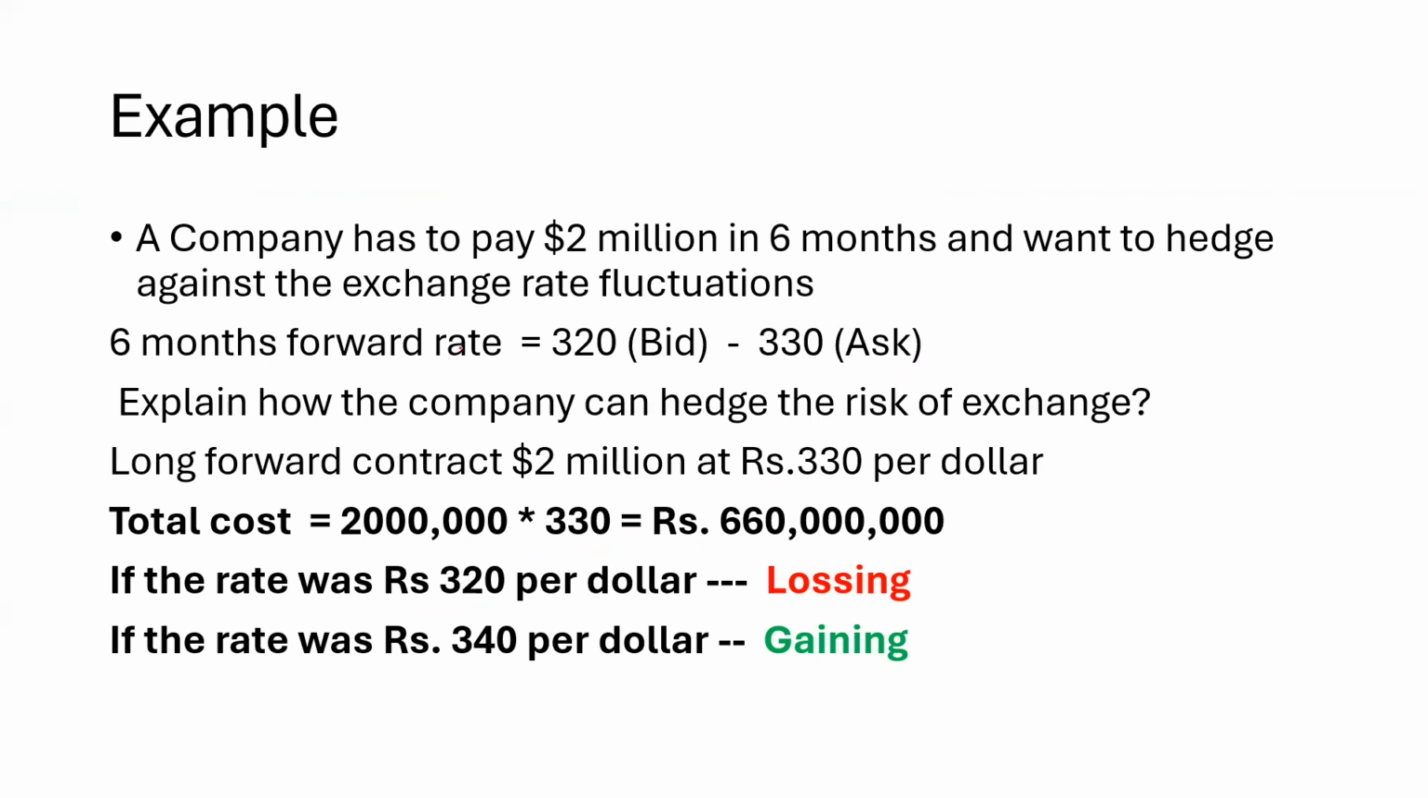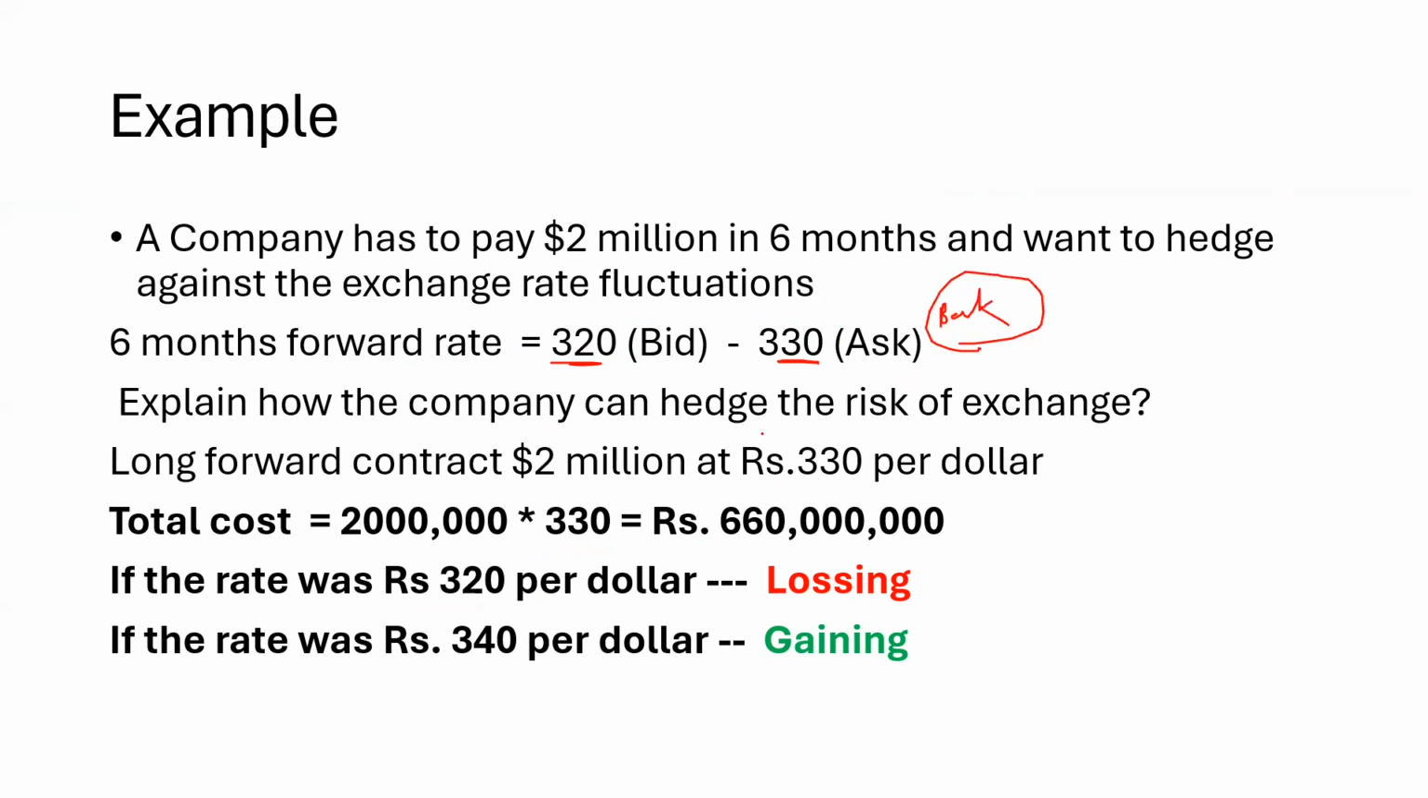So if you look at this example, let's say a company has to pay 2 million in 6 months and wants to hedge against the exchange rate fluctuations. So the 6 months forward rate, they are agreeing to this rate where the buying price is 320 rupees per dollar and the selling price by the bank is 330 rupees per dollar. These are basically bank rates.